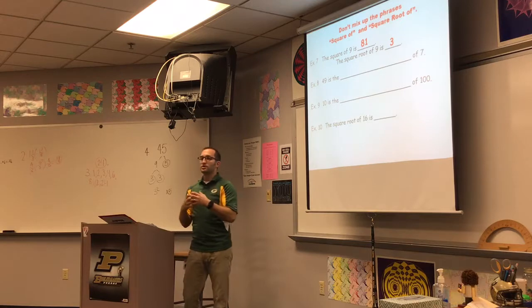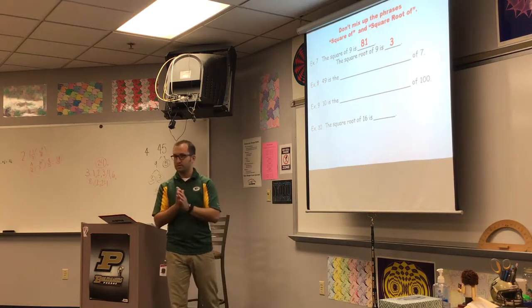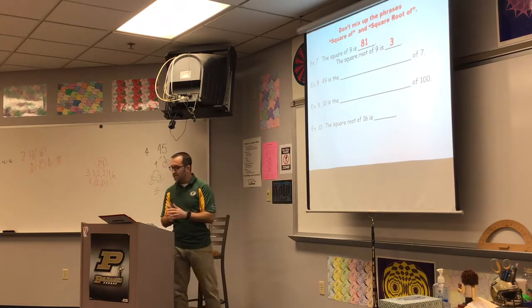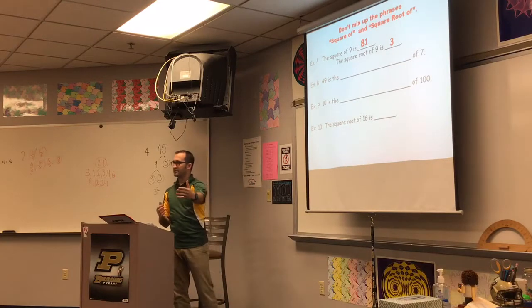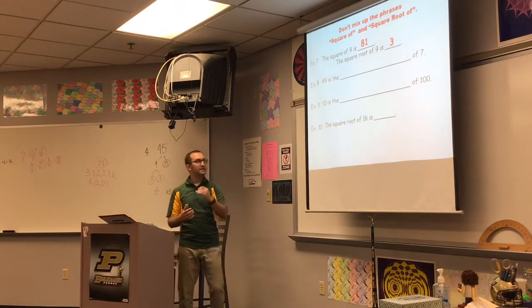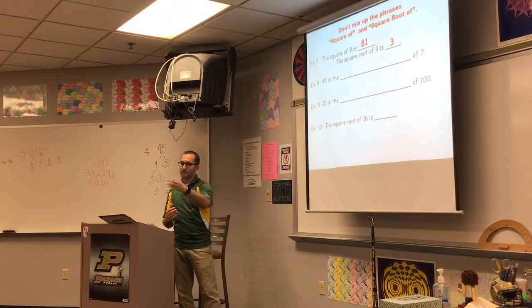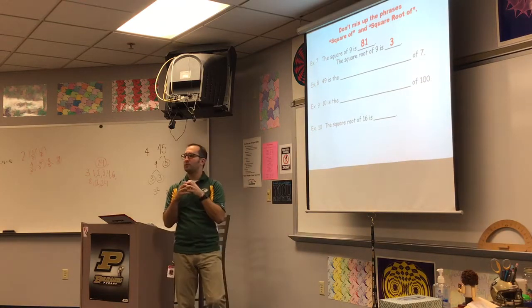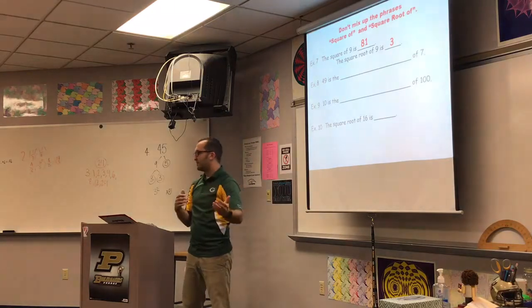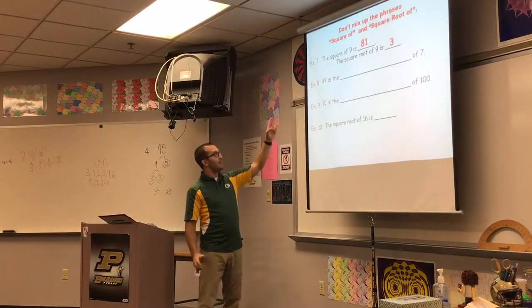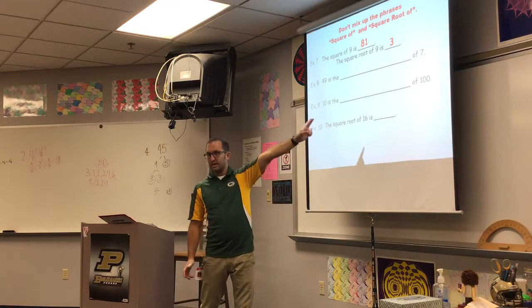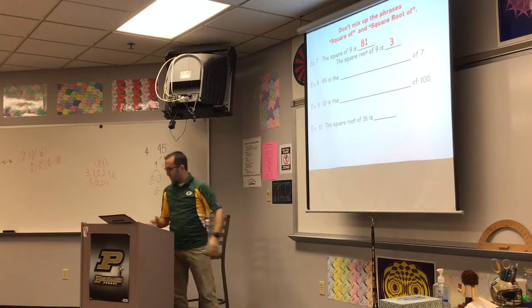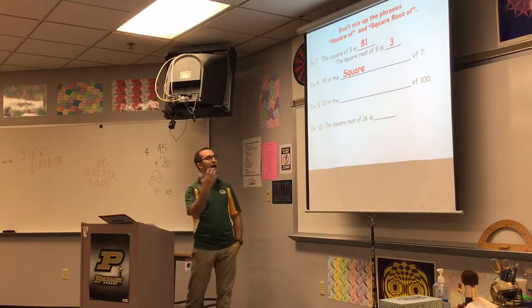It gets smaller. The square root is saying what times itself equals 9. 49 is the what of 7? 49 is the square of 7. Square root gets smaller. Square root says what number times itself equals this. It's saying 49 is the square of 7. Notice the order, the pattern.